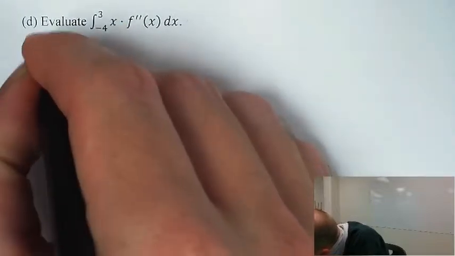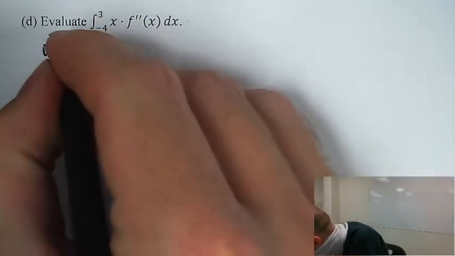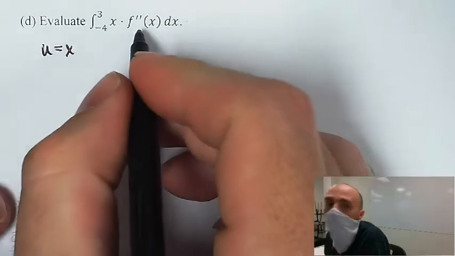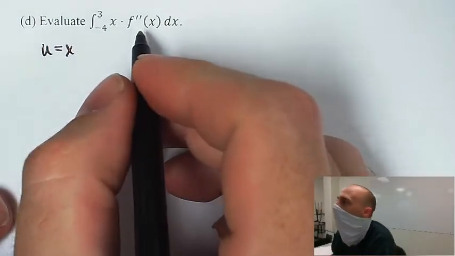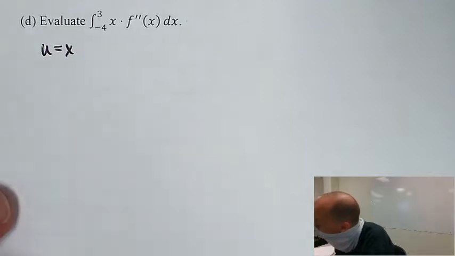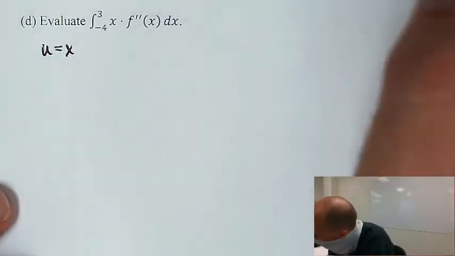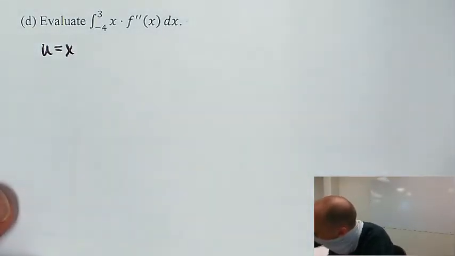Anyway, I'm going to let u equal something that's nice to take the derivative of. Both of these are pretty easy to take the derivative of, but if I take the derivative of f double prime, that's f triple prime, and I don't really know the first thing about f triple prime. I don't really even know much about f double prime looking at the graph, besides, you know, I could probably figure it out in a piecewise sense because f is piecewise linear.